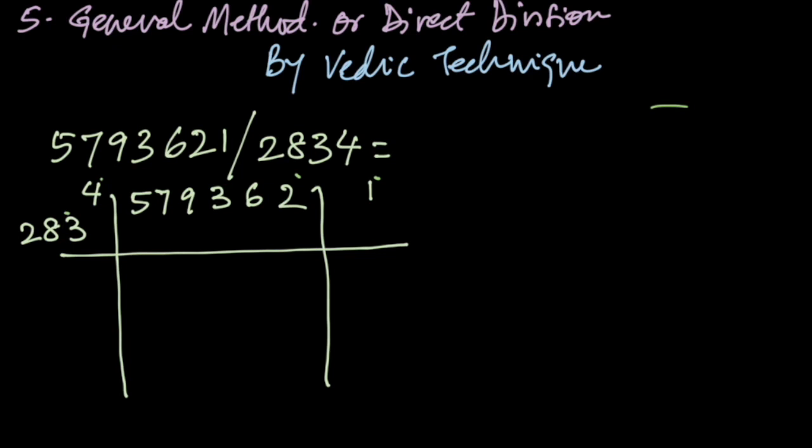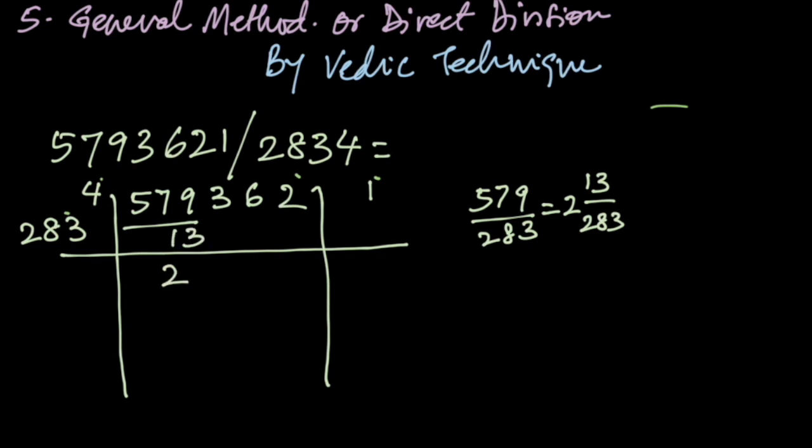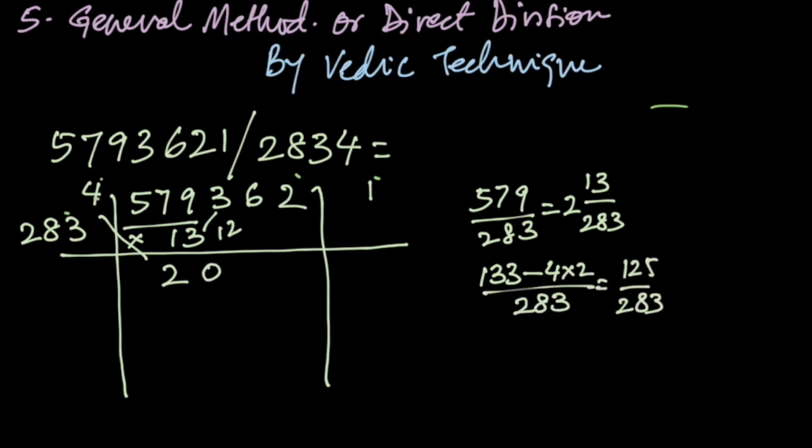Now since 283 has 3 digits, we first take the first 3 digits and divide by 283. So 579 by 283 is 2 quotient and 13 remainder. We write the quotient here and the remainder here. In the next step it becomes 133, and then from 133 we have to subtract 2 times 4. So this is 125 by 283, which is 0 quotient and 125 remainder.